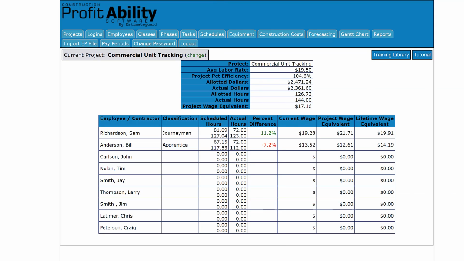Okay, this is our employee efficiency report, and you can see we've got our 2 employees listed right here. The journeyman beat his task. He came in 11.2% under budget. The apprentice went over 7.2%. The journeyman, I am paying him $19.28 an hour. On this particular task, he earned me $21.71.